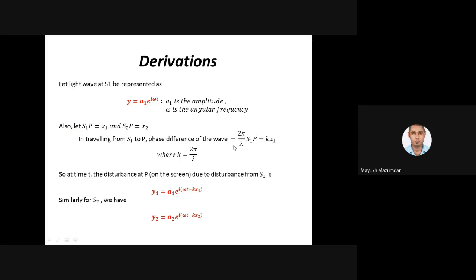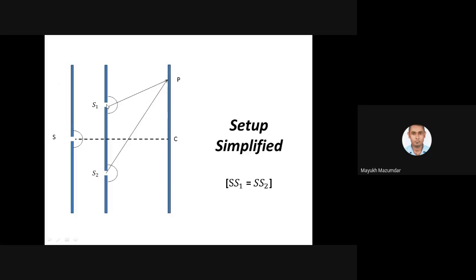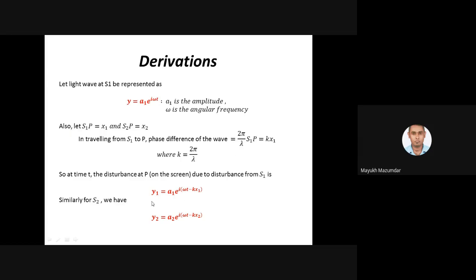It can also be explained. You can try yourself: why is it 2 pi by lambda? Nothing difficult. 2 pi by lambda is a constant. We take it as k. So see, this was the disturbance when it was at S1. When it has moved to this point P, what will it look like? It will look like e to the power i omega t, and this phase term will be subtracted.